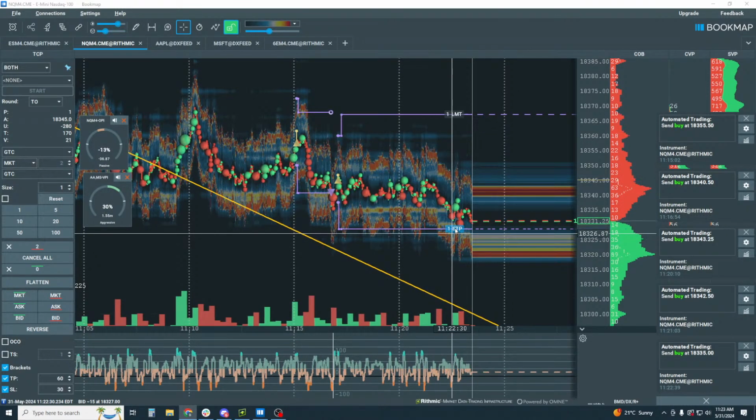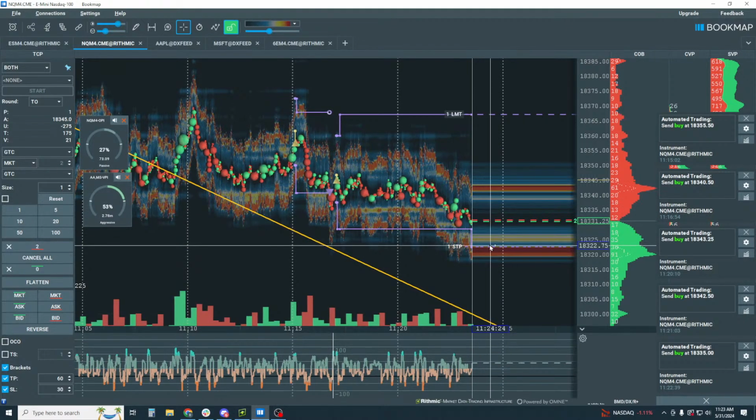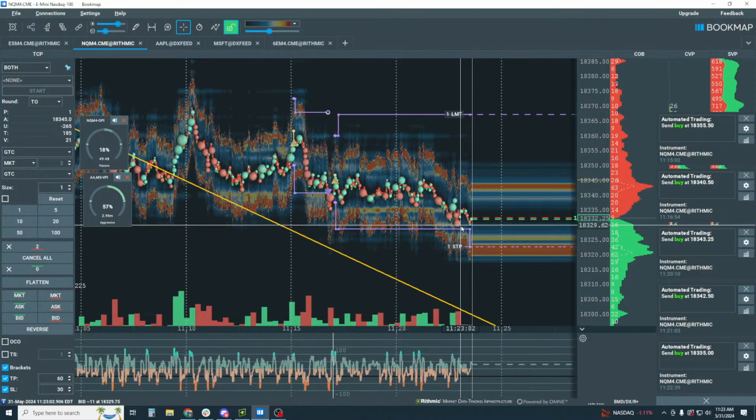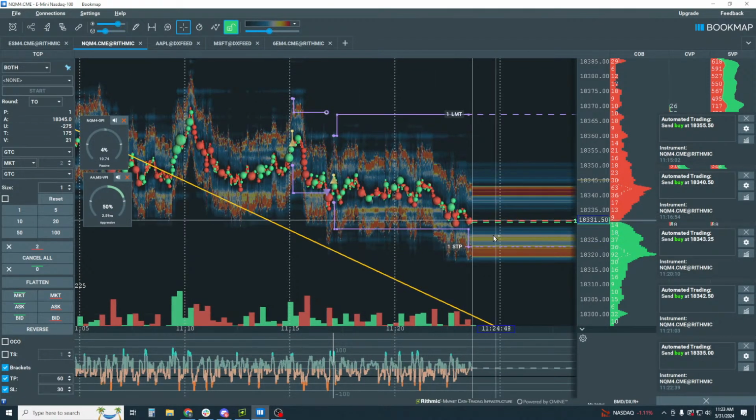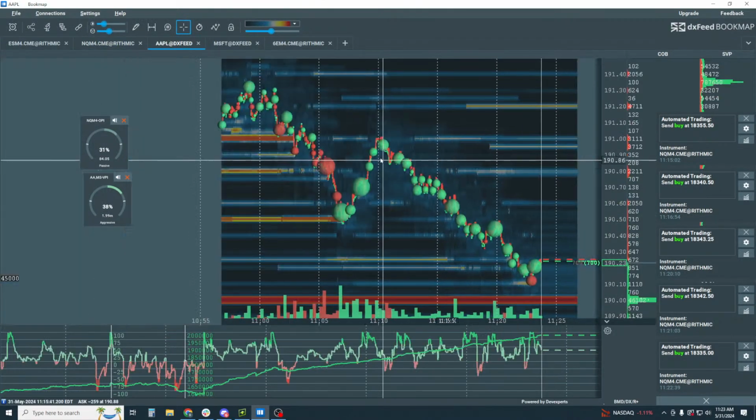I don't like moving stops, but we're just going to move it down a little bit here. Just thinking that we're seeing the correlations here. All right, so again, I think we're probably going to get stopped out, but let's jump over to Apple and take a look here.